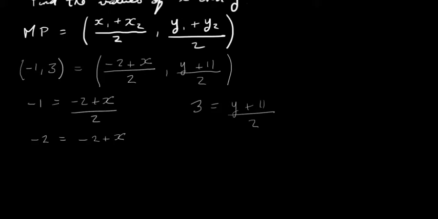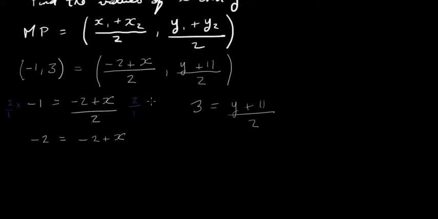So really what I've done here is multiply this side by 2 over 1, so 2 over 1 multiplied by minus 1, and I've multiplied this side by 2 over 1. So here I end up with 2 times minus 1, which is minus 2.